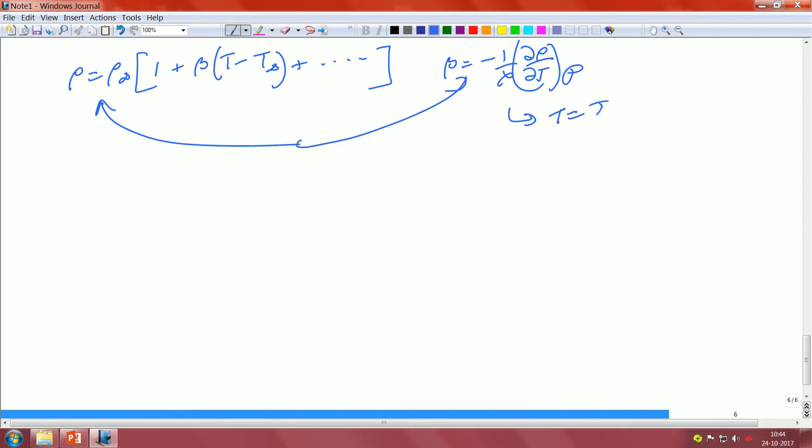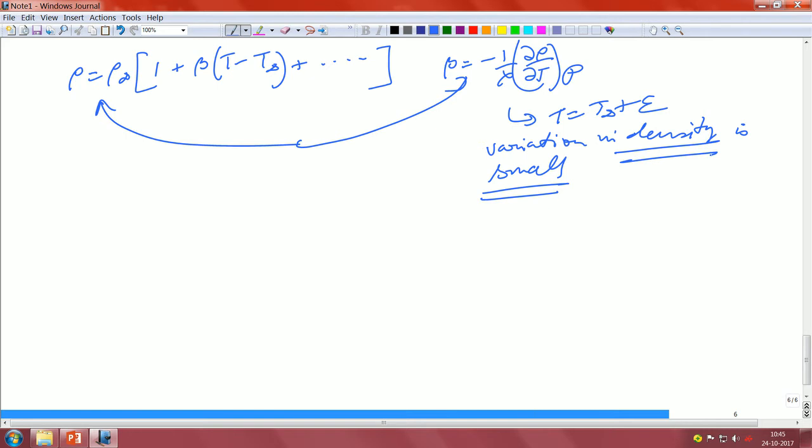That means T is basically T infinity plus some epsilon, so it is small, so the variation in density is small. T equal to T infinity minus epsilon, the variation in the density is actually small, understood. So, this can only happen when you take only the first order terms, the leading order term.